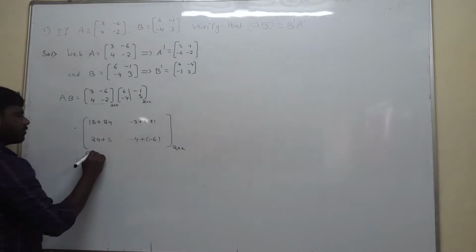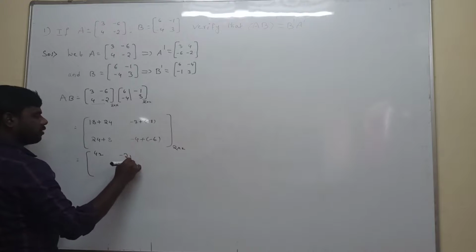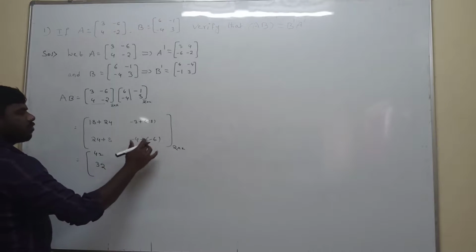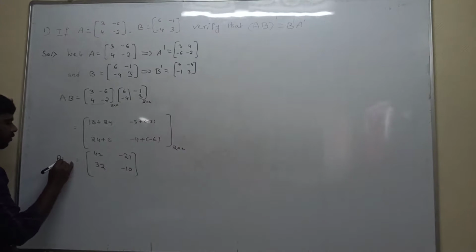18 plus 24 is 42. Minus 3 minus 18 is minus 21. 24 plus 8 is 32. And minus 4 minus 6 is minus 10. That is the AB value.